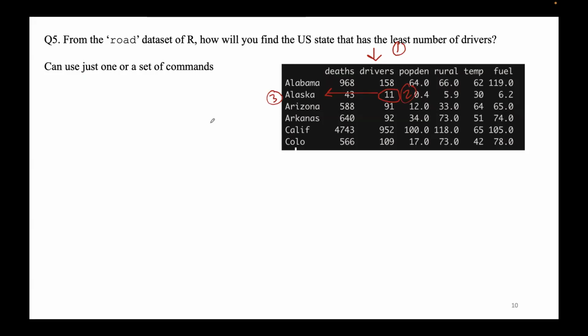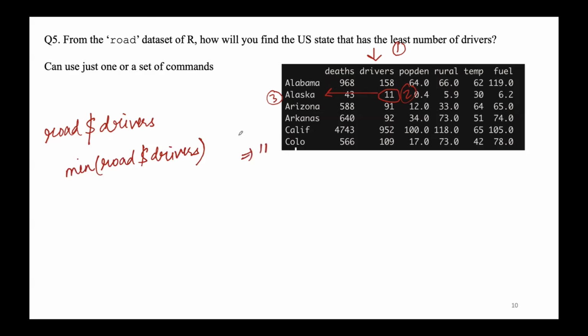So again, I'll just write this out here. You have the road data set, sorry, data frame. From the road data frame, you want to get the drivers column. So this is how you can access it. Then you want to find the minimum of road dollar drivers. So this is actually going to give you 11, right? This is going to give you 11.